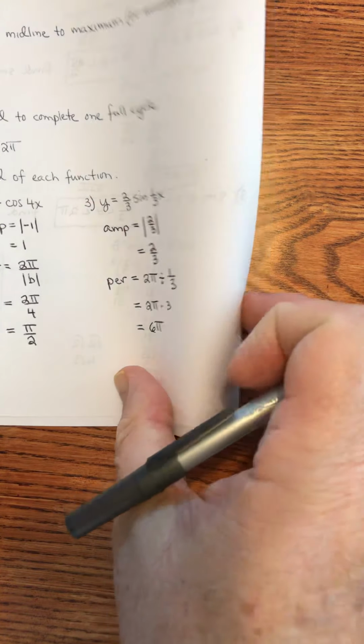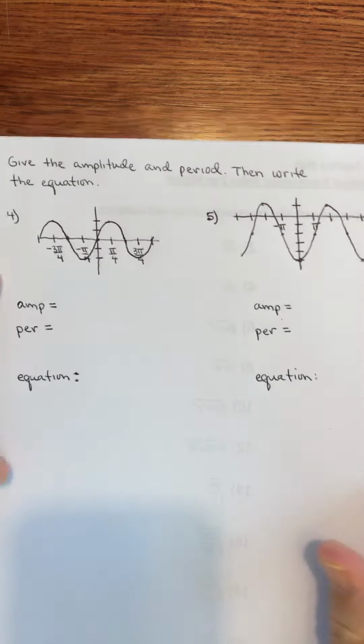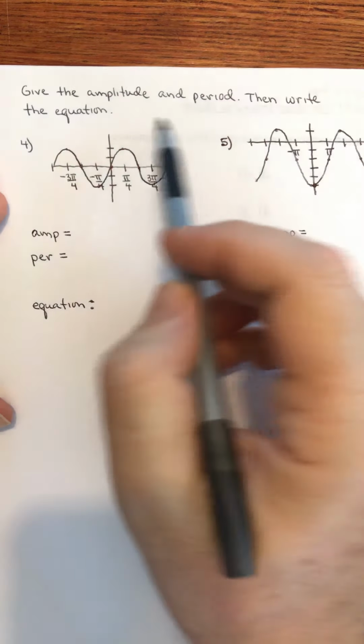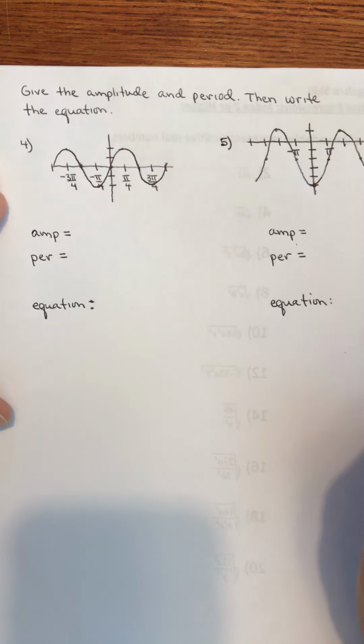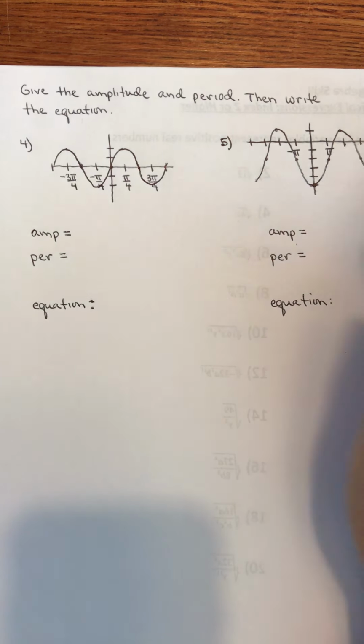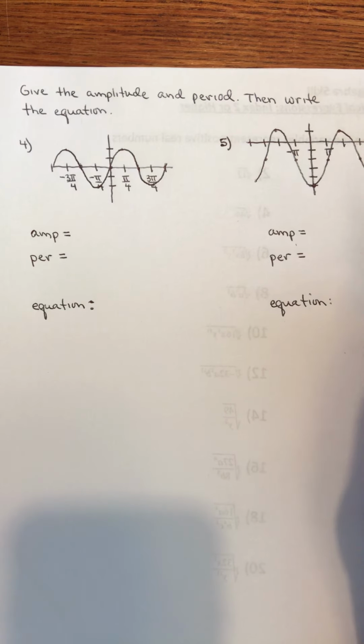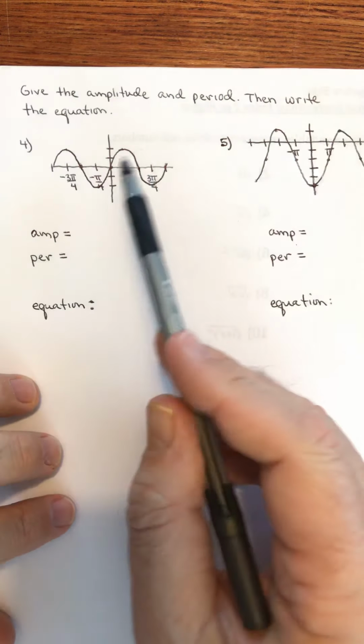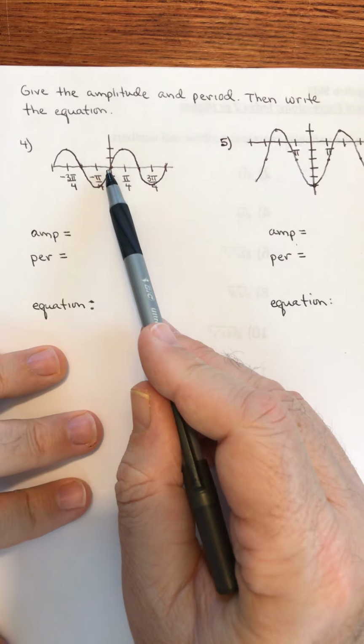All right, so that is amplitude and period. We're going to do the same thing on these, but we're also now going to write the equation. Now, one thing I want you to notice, and I mentioned this a while ago, is how you can tell the difference between a sine and cosine if there is no shift. We call that a phase shift in trig. But if there's no shift right or left, if it goes through the origin, it's a sine curve.